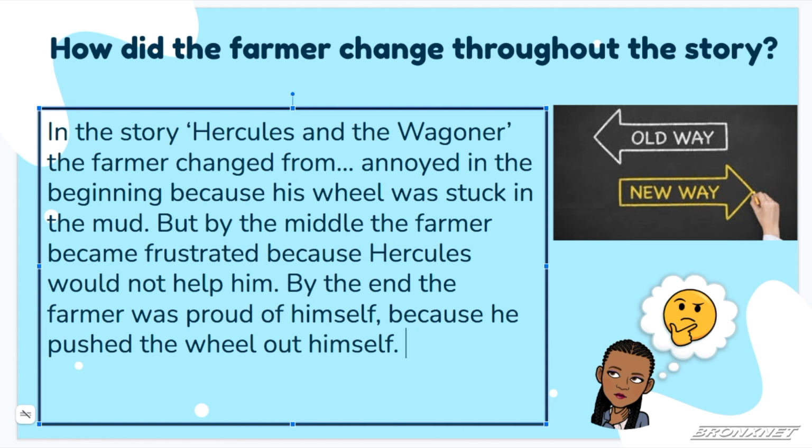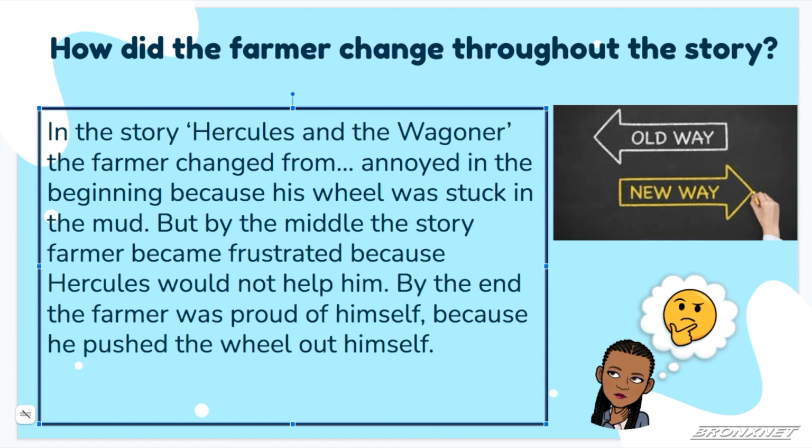So how did the farmer change throughout the story? Or how did the farmer's character develop, right, throughout the story? In the story, Hercules and the Wagoner, the farmer changed from annoyed in the beginning because his wheel was stuck in the mud. But by the middle of the story, I left that part out. We make mistakes. But by the middle of the story, the farmer became frustrated because Hercules would not help him. By the end, the farmer was proud of himself because he pushed the wheel out himself.